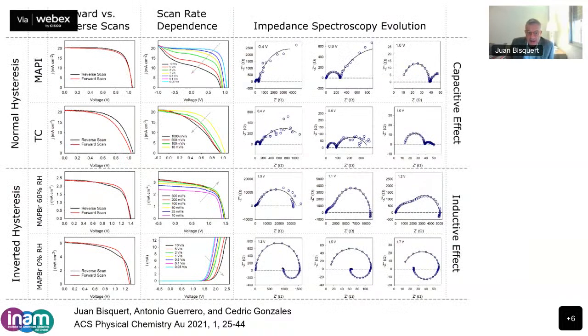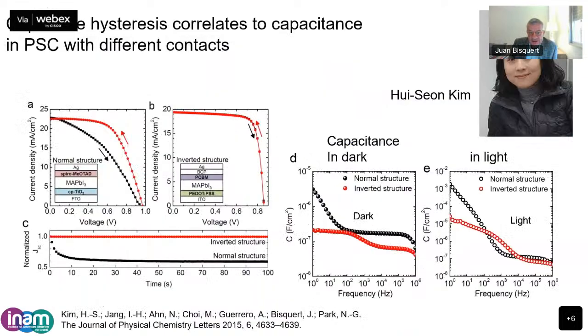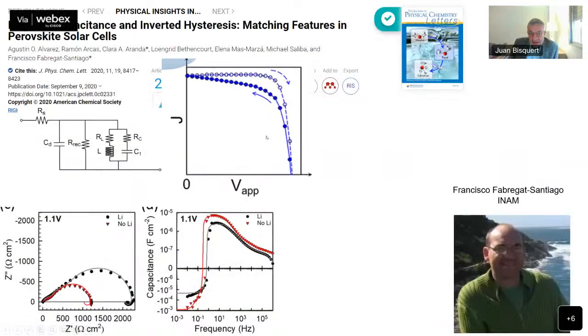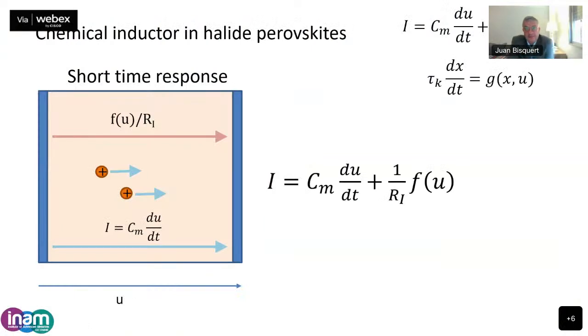So we have now made a lot of studies in which there is a very good correlation of the actually measured impedance spectroscopy properties and the hysteresis properties. Okay, so again, I show the previous slide in which we connect normal hysteresis with capacitance. And here is a work by Francisco Fabregat Santiago in which they correlate the inverted hysteresis with the appearance of inductive effects at very low frequency. So we have the two things, and I want to give an interpretation of the chemical inductor in array perovskite. So what does it mean?